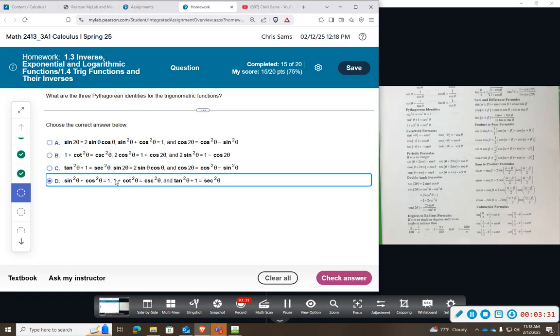So we have sine squared plus cosine squared equals 1, 1 plus cotangent squared equals cosecant squared, and tangent squared plus 1 equals secant squared. So those will be our 3 Pythagorean identities.